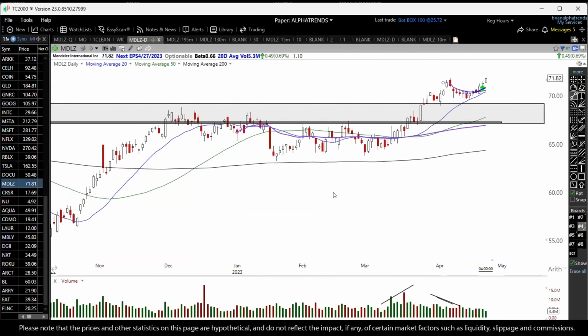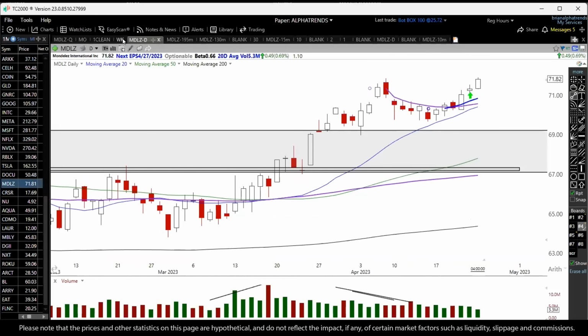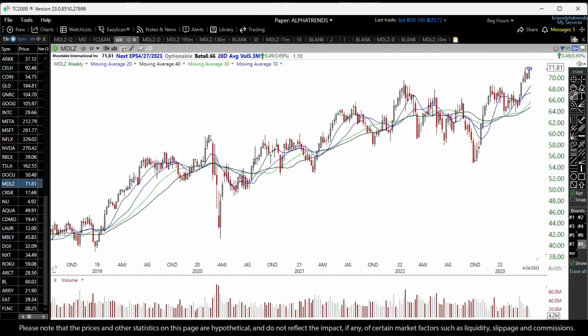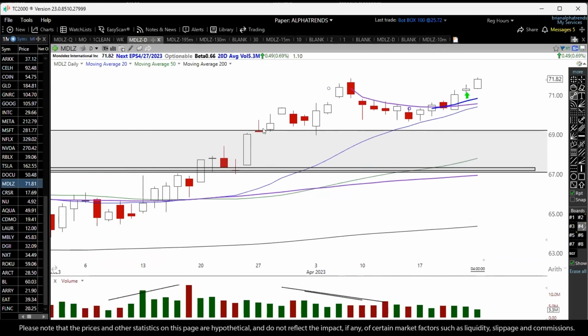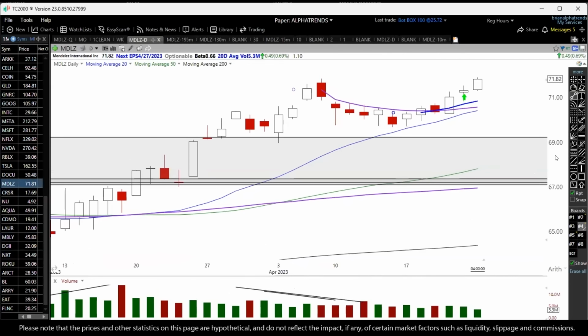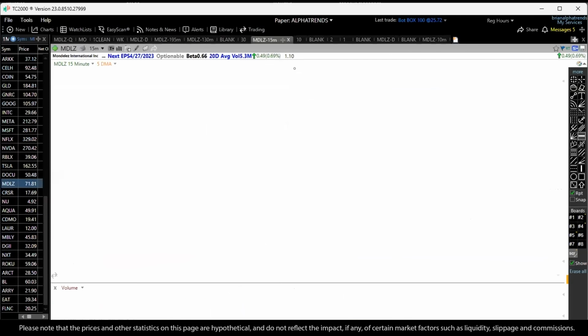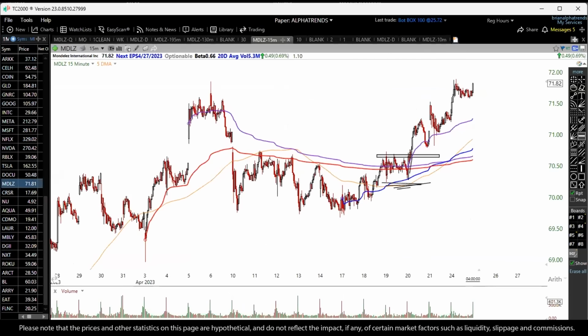So Mondelez, you look at this on a weekly chart, it's breaking out to all-time highs, daily time frame. So where do you want to buy this stock? Do you want to buy the breakout right here? So these are days right now. You're looking at the 15-minute time frame. This is a great example.